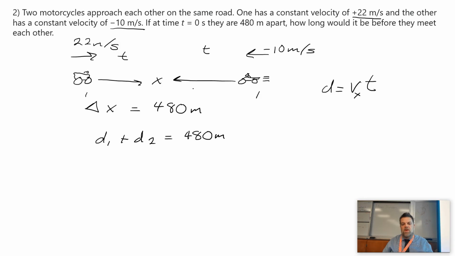There's a couple of ways to do this problem. You could say V sub one X times T plus V sub two X times T will equal 480 meters. But that isn't really what it's going to equal together, right? Because if you do the math, one of these will have a positive number and one of these will have a negative number.